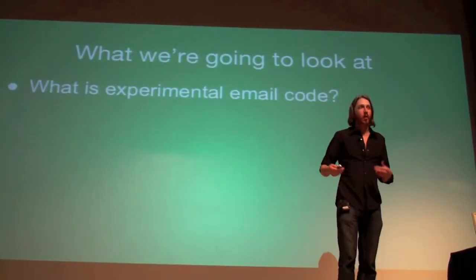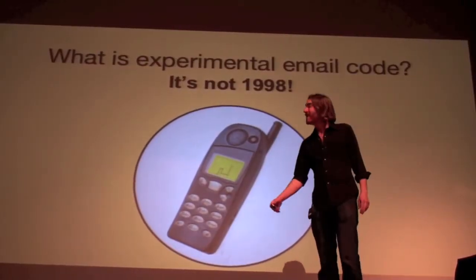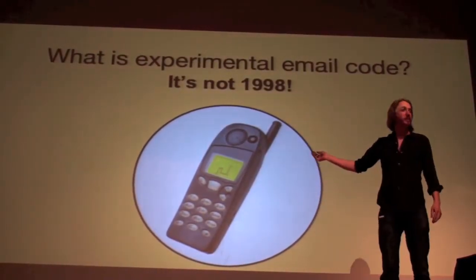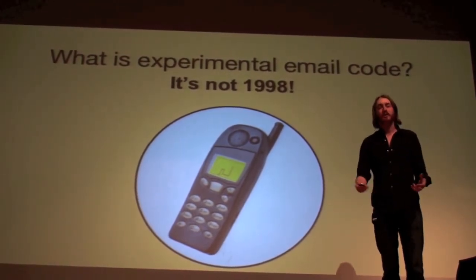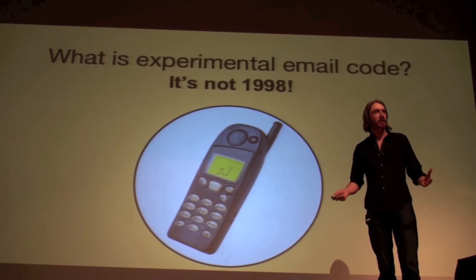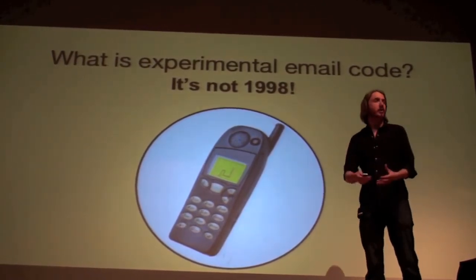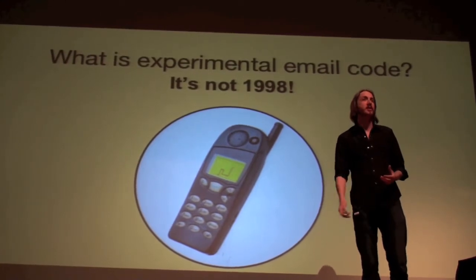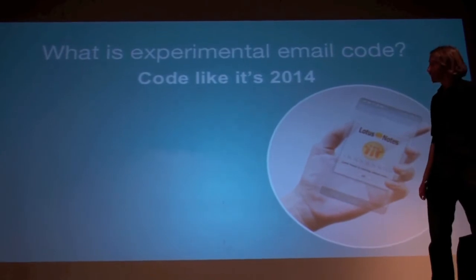First of all, I'm going to explain what I mean by experimental email code. It's not 1998. People are using their phones for more than just playing Snake these days. It's like email has come forward a lot. We're still using tables, yes, but if that's your mindset, that you're coding like it's '98, you're not going to do anything experimental, you're not going to move forward, nobody's going to interact with your email. So we should be coding like it's 2014.